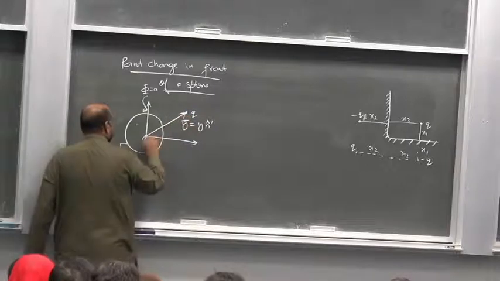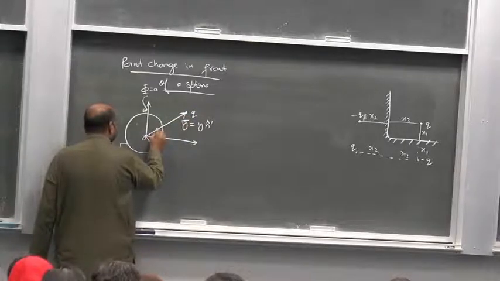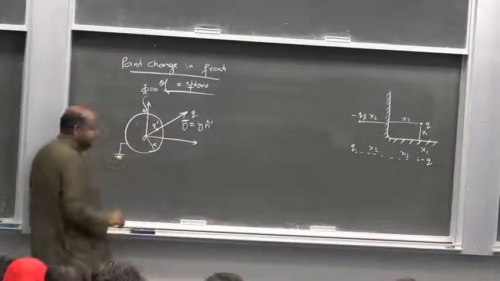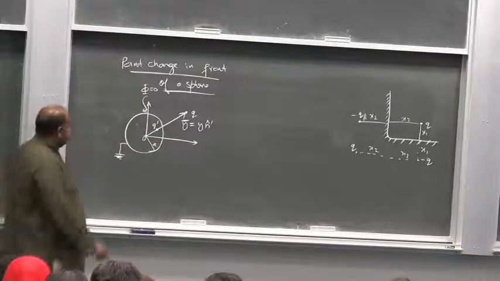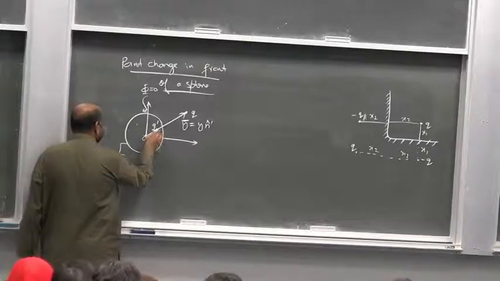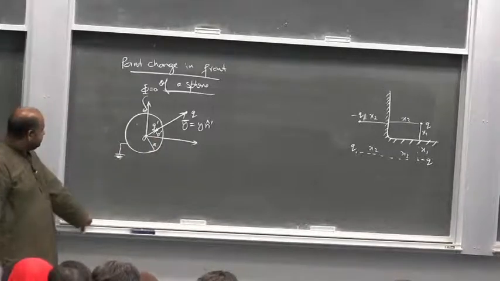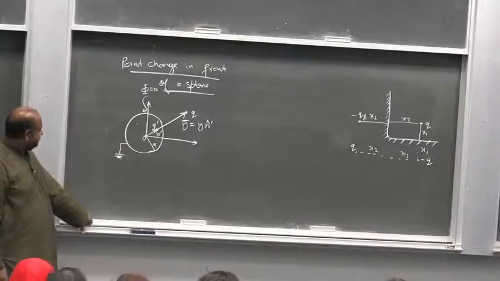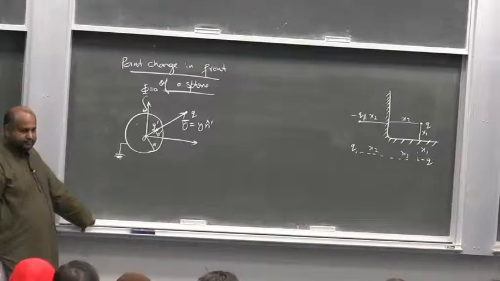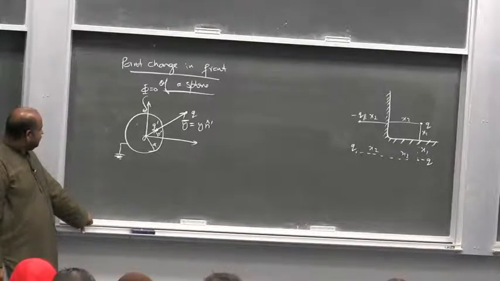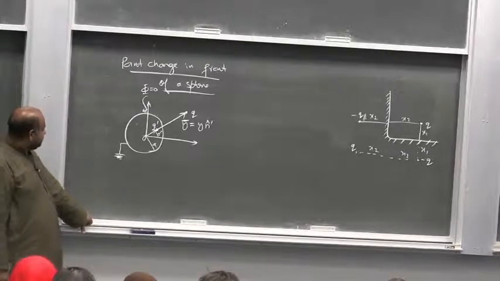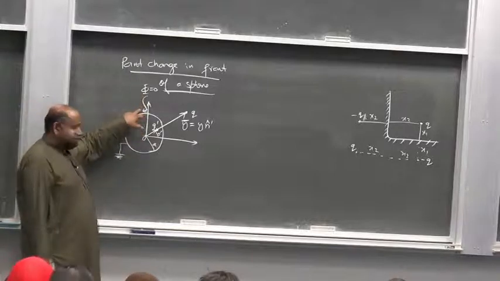I can use symmetry and argue that the image charge would be somewhere in front of this charge at, let's say, this position. And suppose its distance is y prime from the origin and its magnitude is q prime. So our job is to find q prime, y prime such that this boundary condition is satisfied.